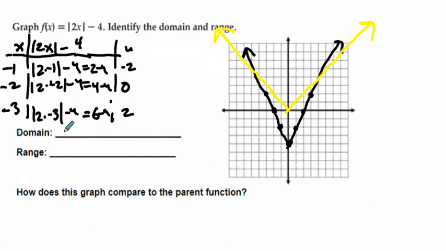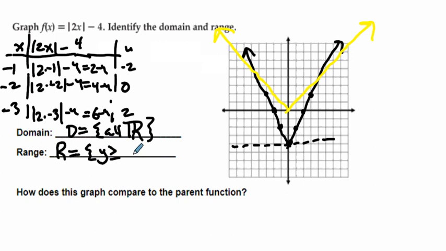So let's do my domain and range first of all. Well, your domain is going to be all real numbers, because there's nothing we can't use. So I'm going to use my fancy R for that. And then your range, well, everything is going to be bigger than negative 4 for your y. There's nothing below that. So we say y is greater than or equal to negative 4. And when it says how does this graph compare to the parent function, well, it looks like it dropped 4 units. So we would say it translated 4 units down.